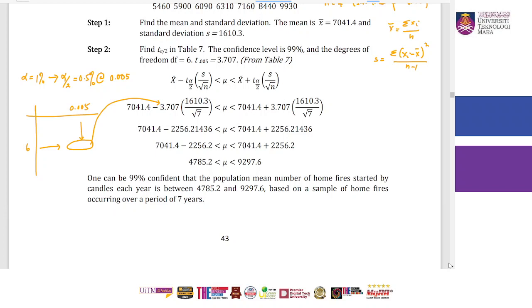Okay, so it says here one can be 99% confidence that the population mean number of home fires started by candles each year is between 4,785.2 hours and 9,296.7 hours based on a sample of home fires occurring over a period of 7 years. The explanation is just to give a general explanation on the value obtained between the lower and the upper values. Okay, any questions so far?